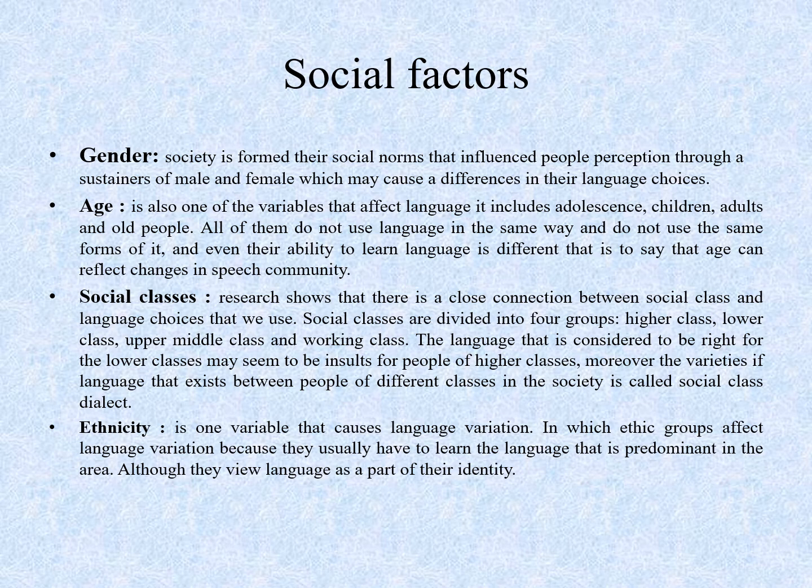In addition to this definition, gender shows the differences between male and female language due to the artificial behavior. The second variable is age. It is also one of the variables that affect language. It includes adolescents, children, adults, and old people. All of them do not use language in the same way and do not use the same form of it. And even their ability to learn language is different. That is to say that age can reflect changes in speech community.